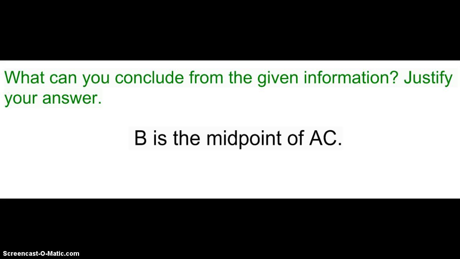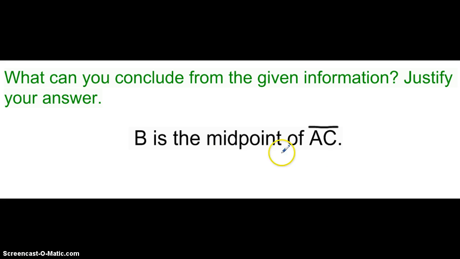So here we are told that B is the midpoint of AC. And this should actually have a little segment on top. So let me fix that. B is the midpoint of segment AC. Now, using our definition of a midpoint, what can we conclude? Well, this is where it becomes so important for you to know your definitions. The definition of a midpoint is that it is a point that divides a segment into two congruent segments.